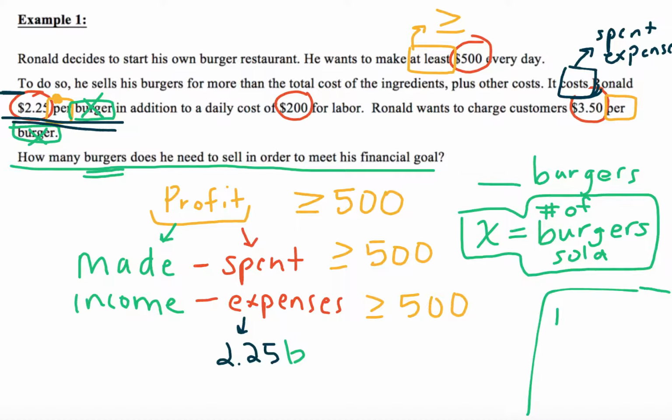If he makes one burger, it's going to cost $2.25. If he makes two burgers, his cost is going to be 2 times that, or $4.50. If he makes 3 burgers, it'll be 3 times that, or $6.75.